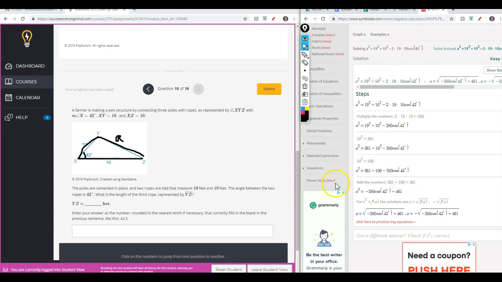That's totally fine too. So then you have a squared right here, and to solve for a squared, the solutions are x equals the square root of your right hand side and the negative square root of your right hand side. So we have our solution, a is equal to the square root of negative 380 cosine of 42 degrees plus 461, or a is equal to negative square root of negative 380 cosine of 42 degrees plus 461. So the decimal approximation of that is 13.36, and it's said to round it to the nearest tenth if necessary.